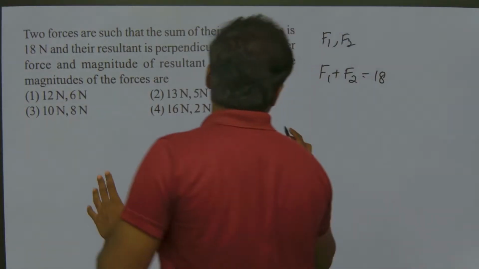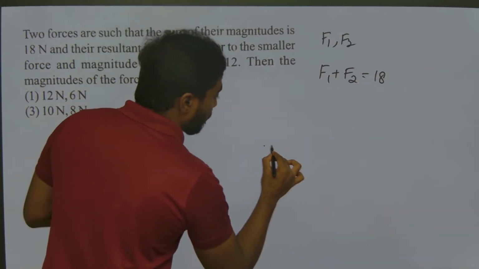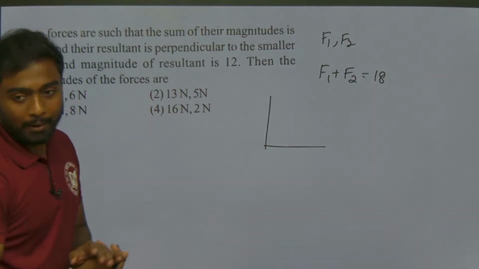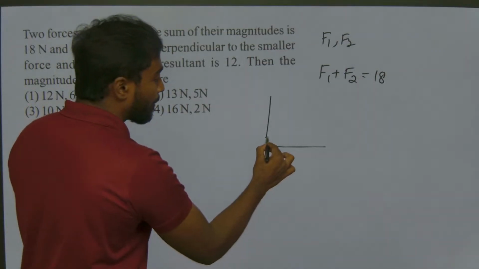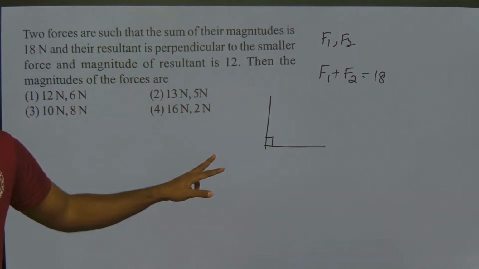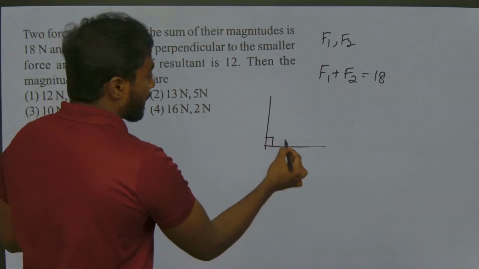So what I'll do, let me take this as my resultant. They are saying perpendicular, and perpendicular means the angle between the vectors should be 90 degrees. So 90 degrees.